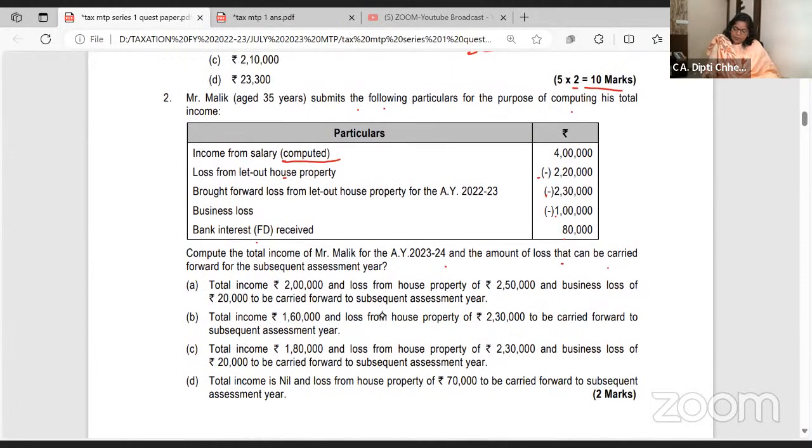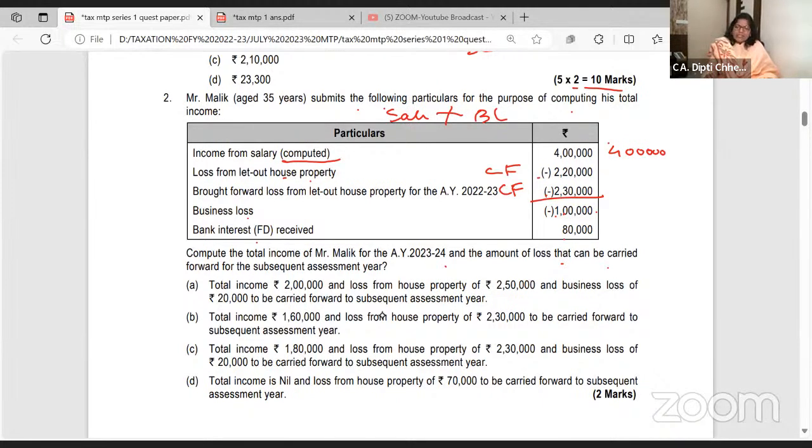How will you compute the income? Salary income we will take in the outer column. I'm just solving it here only. House property, there is a loss, and this loss will be carried forward. Business loss, can we set off in salary? Answer is no. 1 and 3 are not friends. What is 1? Salary. What is 3? Business. So 1 and 3 are not friends. So you cannot set off 1 lakh. Business loss is not set off against salary.